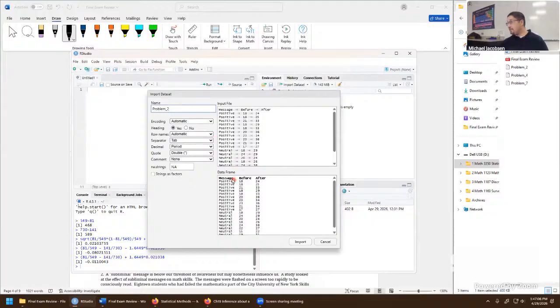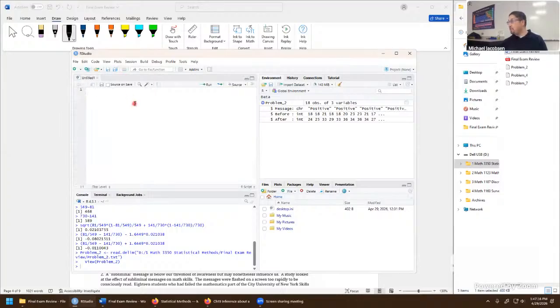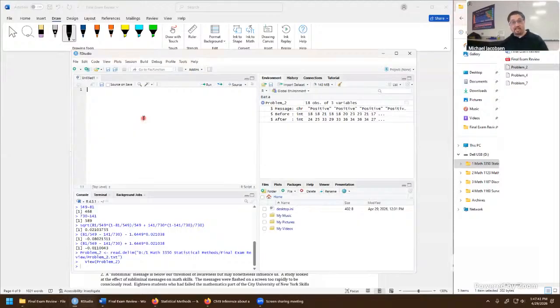Here's the problem 2 file. It's normal, so it imports just as we see it. Usually we click away the view. And now for dealing with these data, these data are a little bit trickier. It's kind of like the way the data was formatted for chi-squared. This is one stacked. It's not separated into before, after for positive and for neutral. We just have a categorical variable column, a before column, and an after column. So analyzing these data is going to go like this.